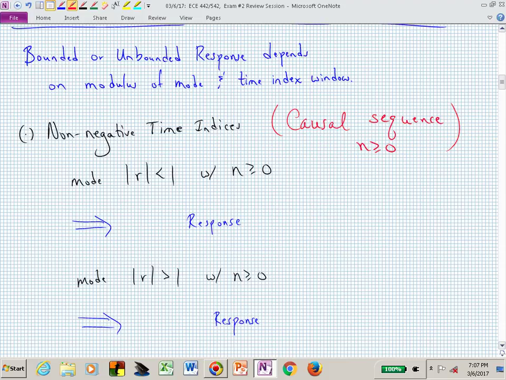That's now what we have, but now we could have two different scenarios. Suppose that, relative to that region of convergence, the biggest pole is still bounded below 1, or less than 1. With n greater than or equal to 0, do we have an unbounded or a bounded response, if r is less than 1 and we have a causal sequence?